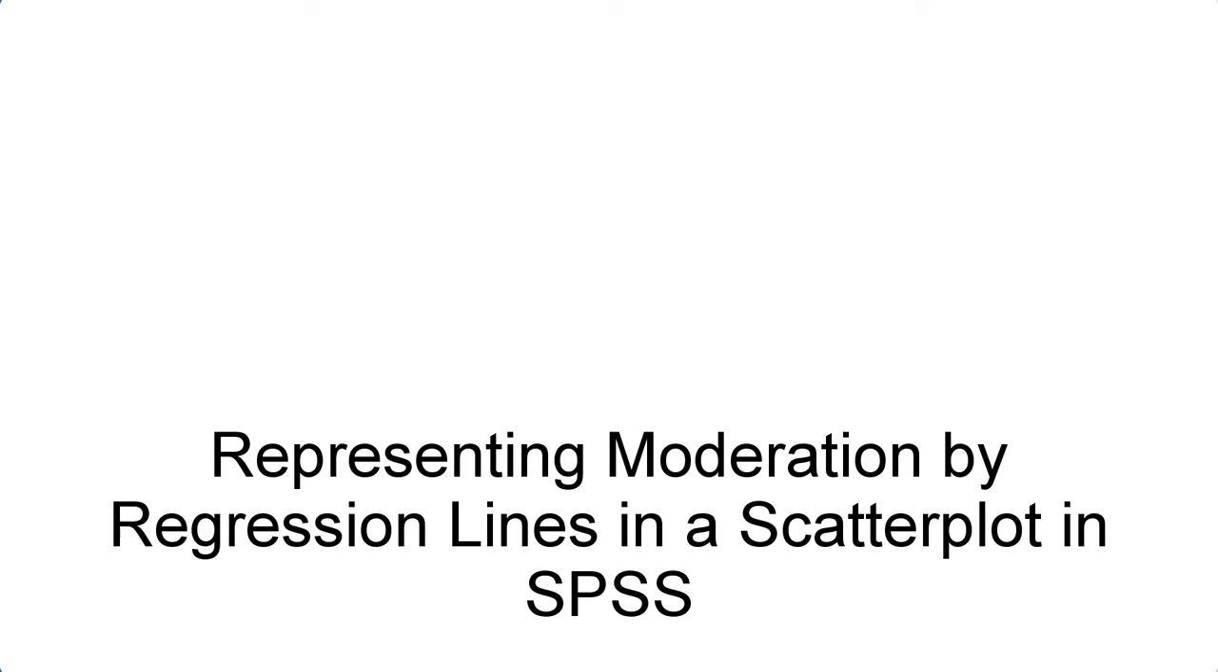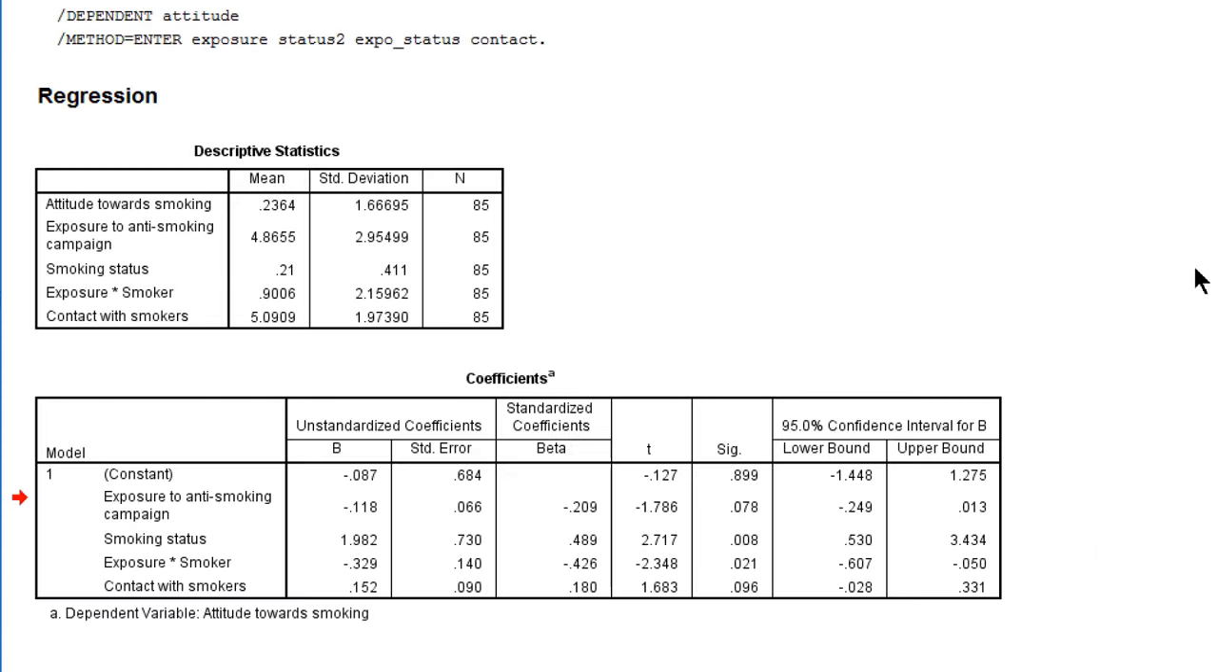Representing moderation by regression lines in a scatterplot in SPSS. The SPSS output screen shows us the main results of a regression analysis, predicting attitude towards smoking from exposure to an anti-smoking campaign, the respondent's smoking status, the interaction of the two variables, and contact with smokers.